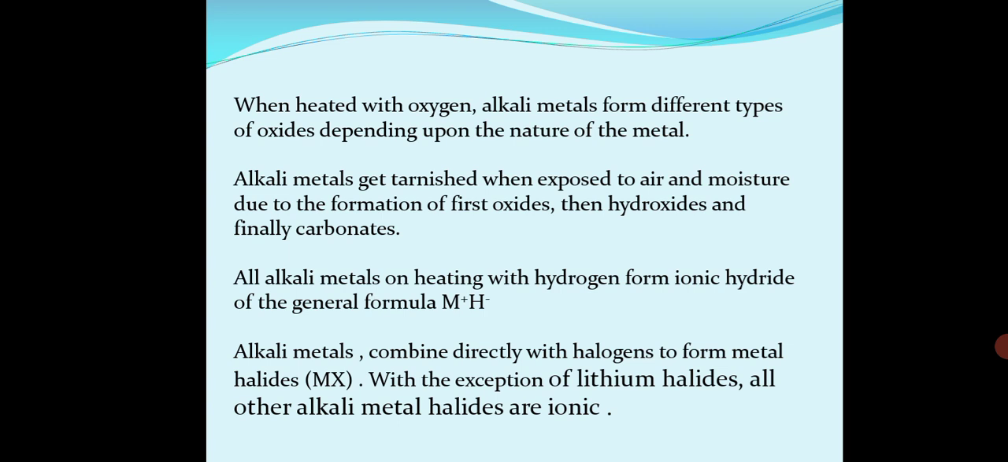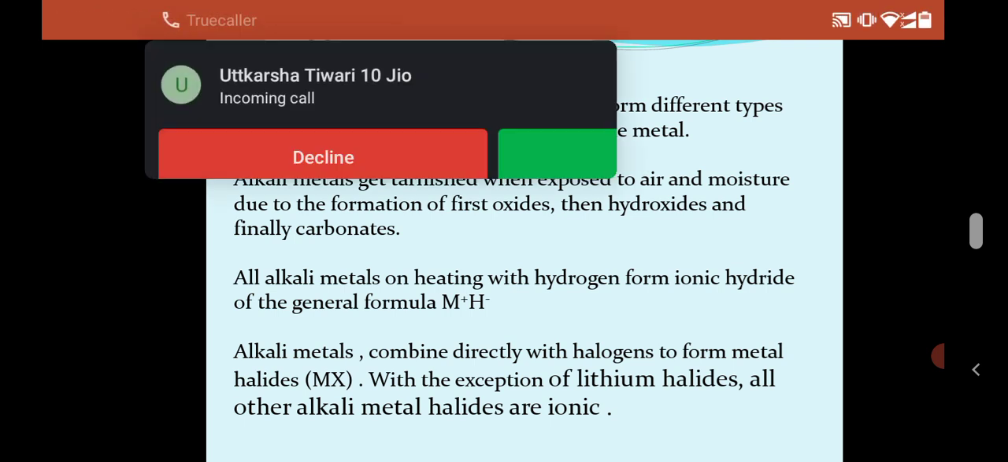When heated with oxygen, alkali metals form different types of oxides depending upon the nature of the metal. Alkali metals get tarnished when exposed to air and moisture due to the formation of first oxides, then hydroxides, and finally carbonates. Because of these reactions, alkali metals are stored in inert hydrocarbon solvents like petroleum ether and kerosene oil, which prevent them from coming in contact with air and moisture.